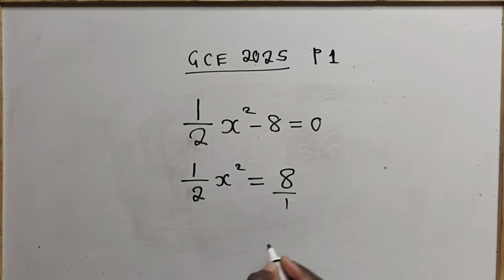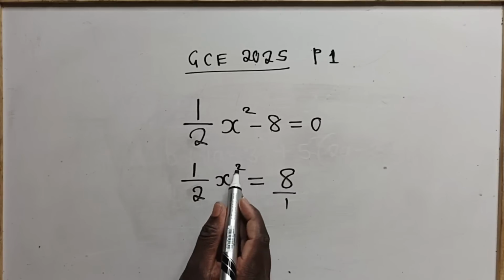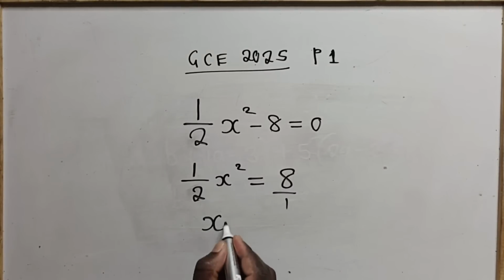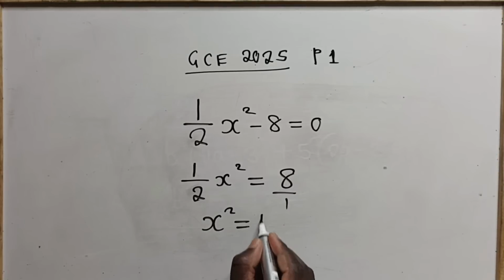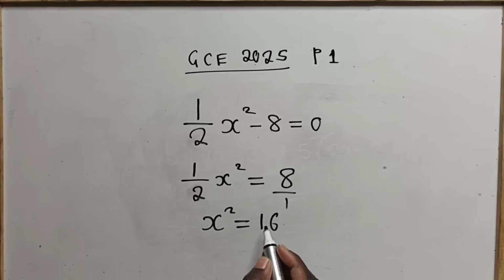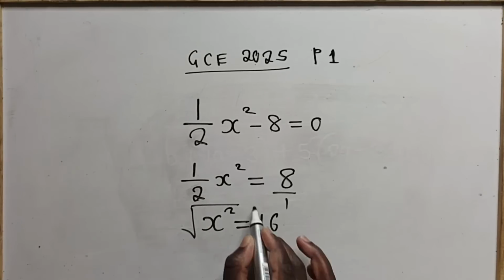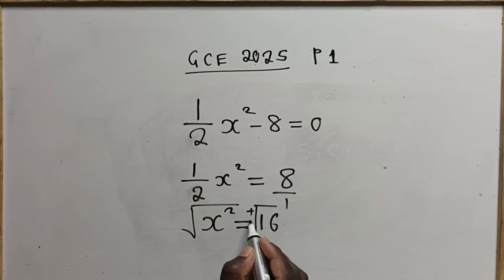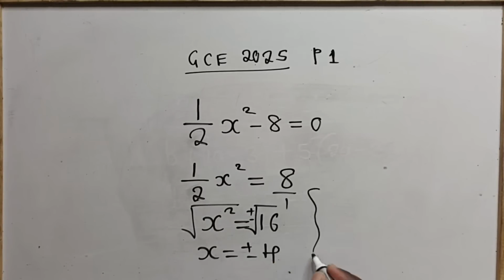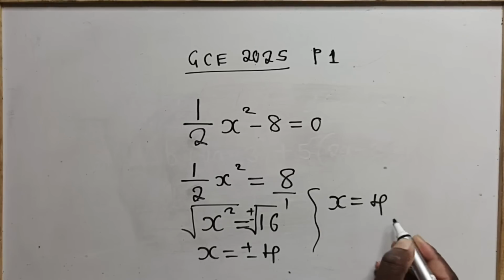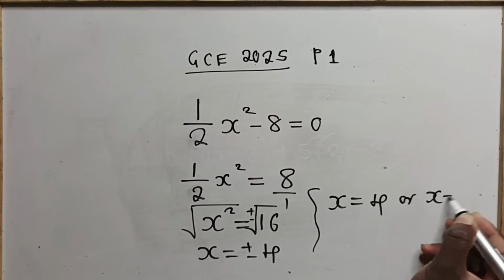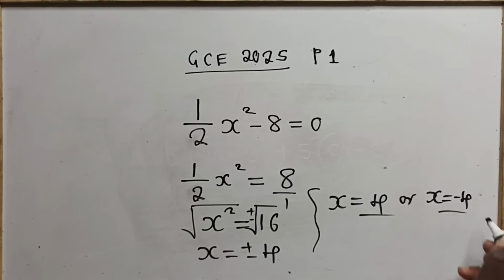We now cross multiply. So 1 times 1x squared, it's simply x squared, which is equal to, here, it will give us a 16, because 2 times 8 is a 16. We now find the square root, both sides. Okay, so this will be positive or negative. So here x will be equal to positive or negative 4, square root of 16, of which we can say x is equal to 4 or x is equal to negative 4. So that's how this is supposed to be.